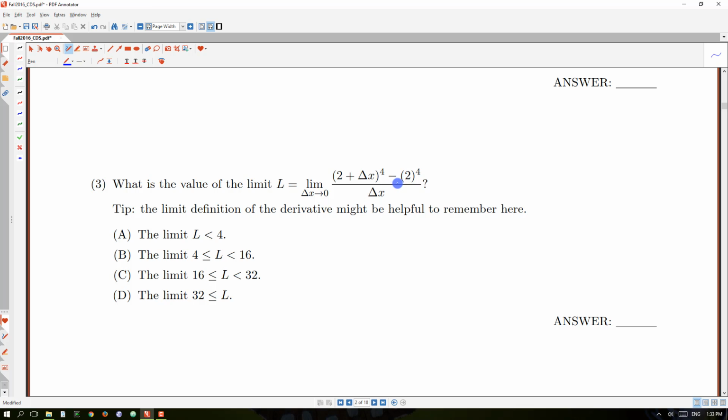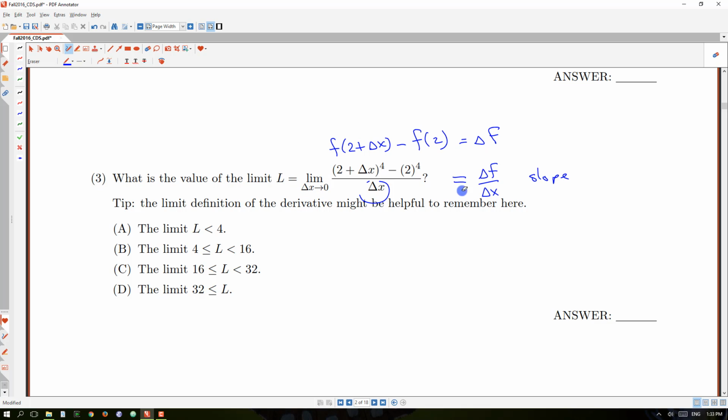What we would like you to have recognized is this has a particular form. This is a function at 2 plus a little bit of difference minus f of 2. Well, that's a change in some function value. And if we have the change in some function value divided by delta x, this is a slope. Not only is it a slope, we're actually going to take the limit as delta x goes to 0, and so that is not a slope precisely. It's in fact the derivative, which is the slope at a single point.